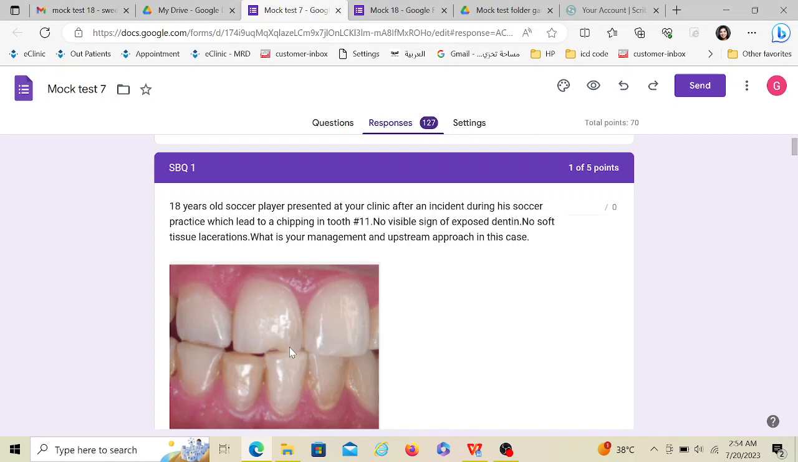Now, having this basic information in our mind, and this will also help in your clinical practice, let's read the question again. An 18-year-old player presented. He had a chipped tooth, and the question mentions there is no soft tissue laceration and no visible sign of exposed dentin. So, what is your management and next approach in this case? What the question is asking now is, how will you manage after having so much information?